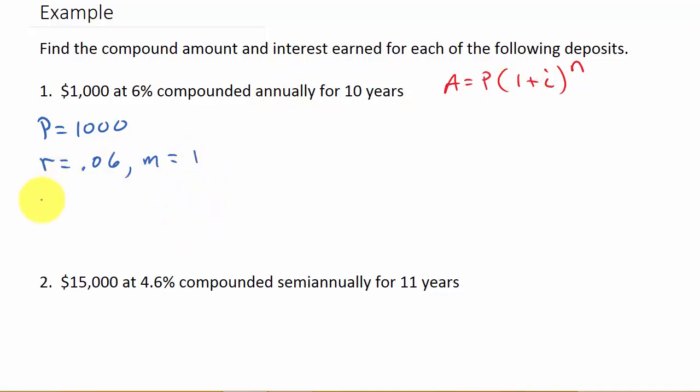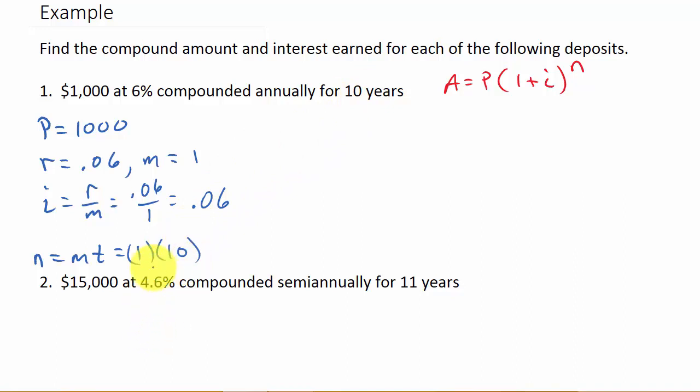Okay. Now we can get I. I, remember, that's R over M, which is 0.06 over 1, which equals 0.06. N is M times T, and remember, compounded annually, M is 1. So 1 times the number of years, 10, and that equals 10. So we have everything we need. We have the 1,000 to plug in, we've got the 0.06 to plug in for I, and we have the 10 to plug in for N.